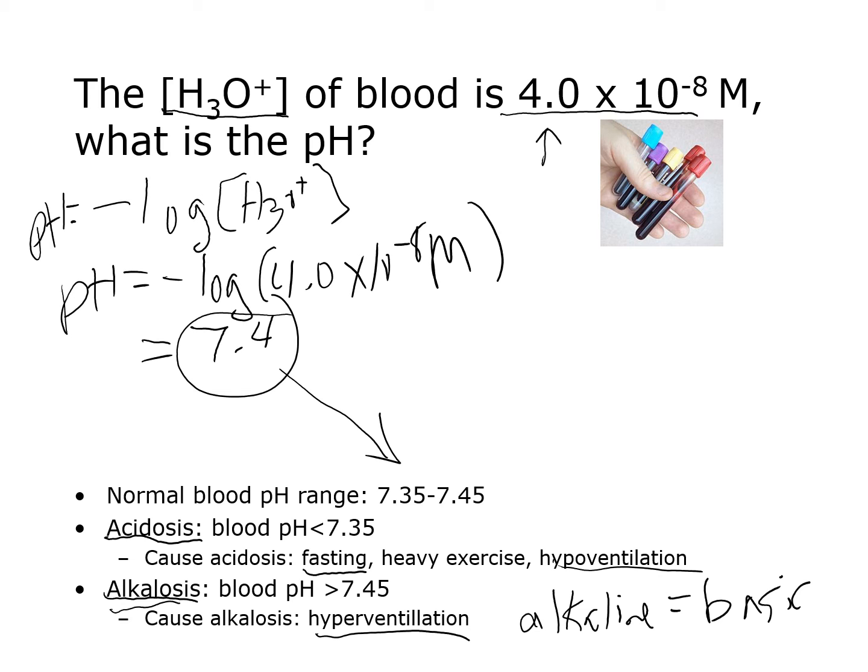Acidosis, again, is, we said an acid was a pH that's lower than 7. Alkalosis is when your pH is going to be higher or greater than 7.45.